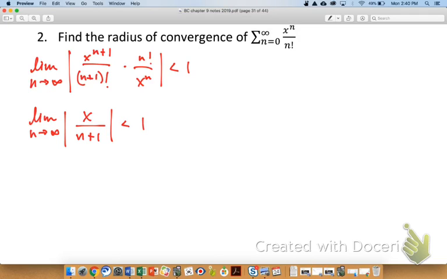So think this over. x is going to just be some number, right? Some real number. And n plus 1 is getting gigantic, right? So if the numerator is just some number, we don't know exactly what it is, but it's finite, and the denominator is getting infinitely large, what's the answer to this limit? 0. So in other words, it doesn't really matter what x is. 0 will always be less than 1, right? So what we can then say is, therefore, the radius of convergence is infinite. Because it doesn't matter which x you plug in.